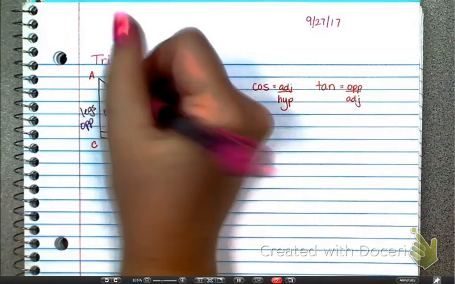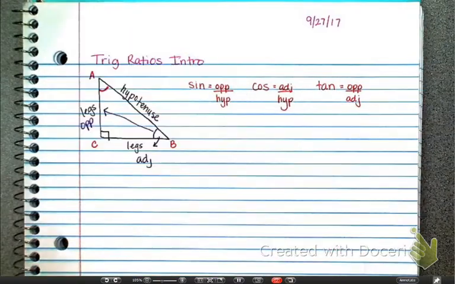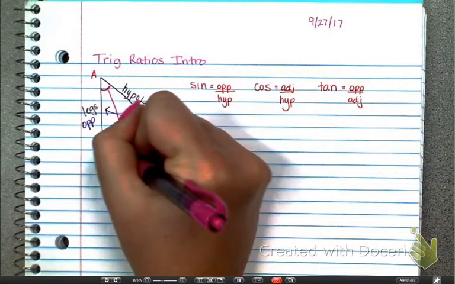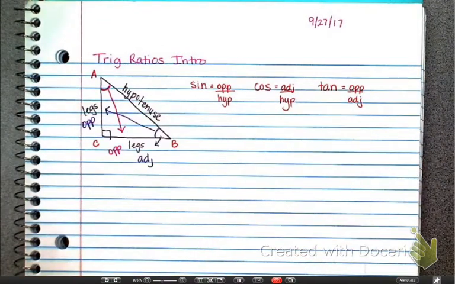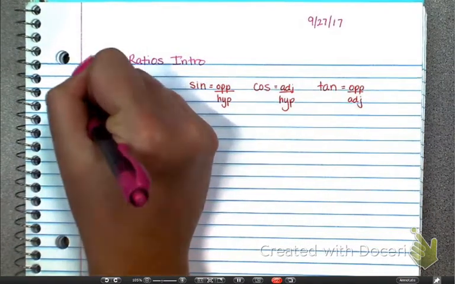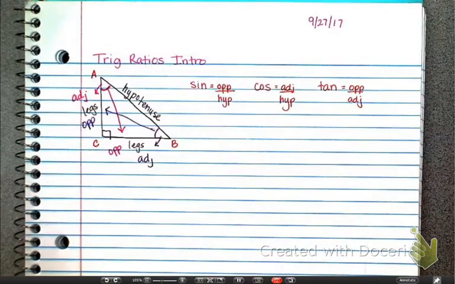What if, though, I'm talking about angle A, and I'm looking at angle A? What side is opposite? Okay, so in that case, this one would be the opposite, and which one would be the adjacent? AC. So it depends on what angle you're referencing. The hypotenuse is always the hypotenuse, the right angle is always the right angle, and your right angle will never be your reference angle.